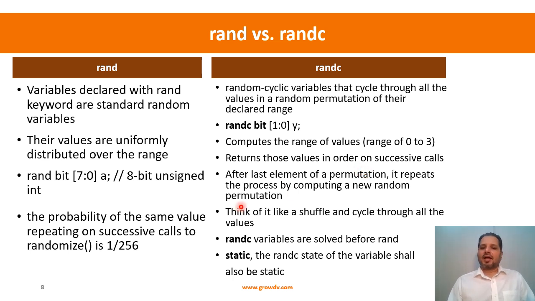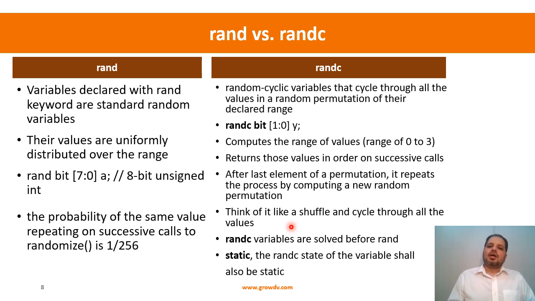After the last element of that particular permutation, it repeats the process of computing a new random permutation. So the range will be created and arranged in some random order, and then one after another the values are returned on successive calls. It's more like the shuffle function, if you remember, which is an array method that randomly orders the array. Every time you figure out the range of values it can take, shuffle them, and give them one after another. After the last value has been given, you take the whole range and shuffle it again. That is what randc does.